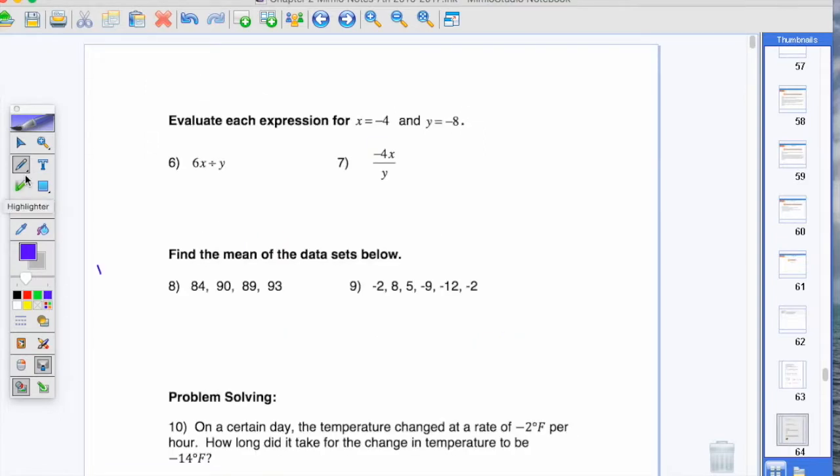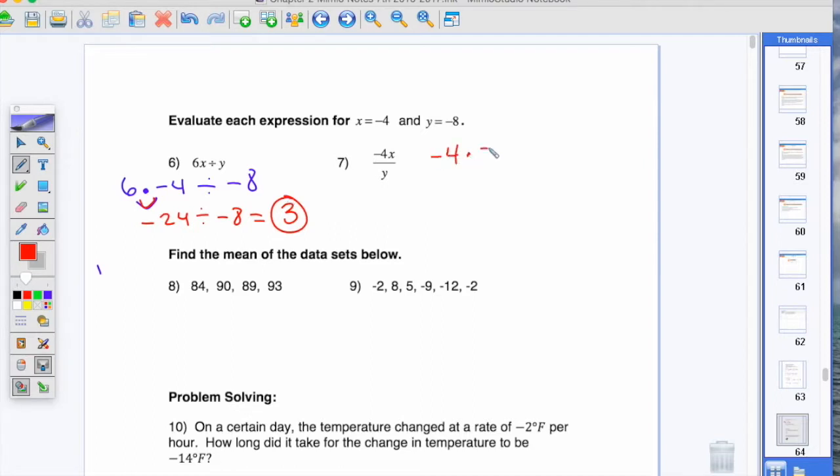We're going to evaluate each expression for x is negative 4 and y is negative 8. So we're going to substitute in, so it's 6 times a negative 4 divided by negative 8. Doing the order of operations, we have to multiply first to give you negative 24 divided by a negative 8. And 2 negatives gives you a positive, so 24 divided by 8 is 3.